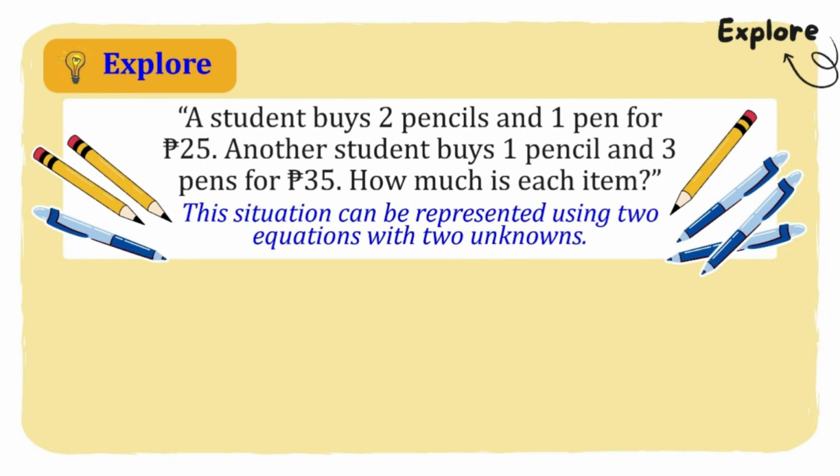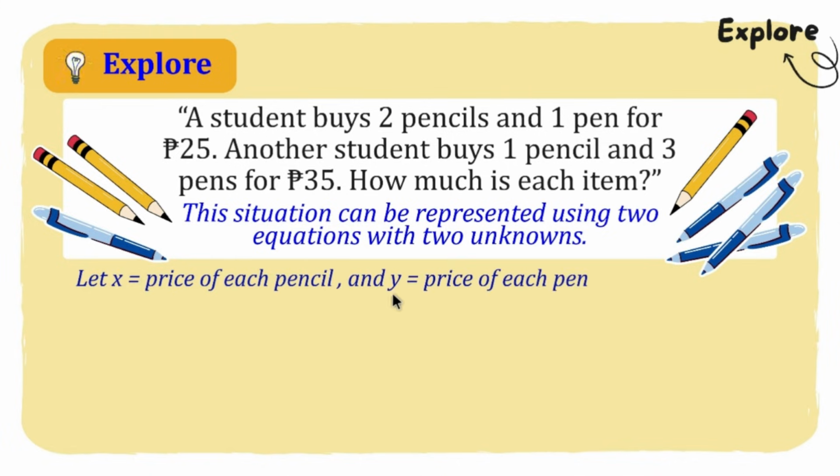So this situation can be represented using two equations with two unknowns. So itong unknowns na ito, let's use x as one unknown. Let x be equal to the price of each pencil. So this variable x represents the price for each pencil. And then we will use another variable which is y, and y be equal to the price of each pen. Okay, so yung y naman po is yung mga ballpen. So isang ballpen, magkano ang cost niya? It is represented by y.